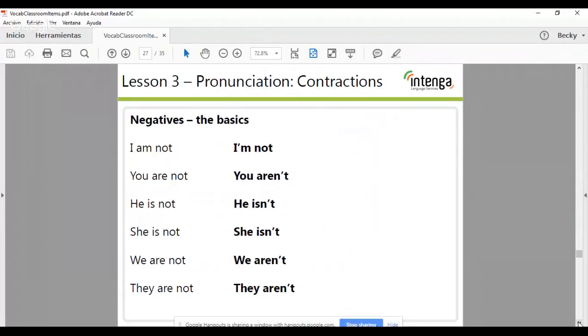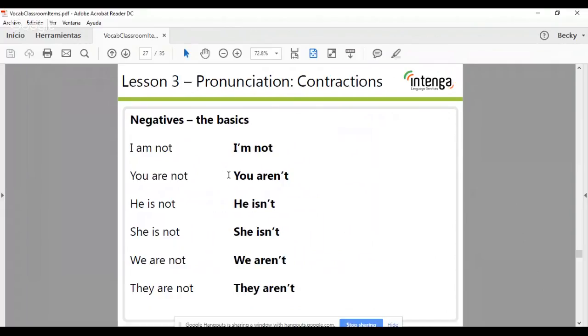Good. Well, why don't we continue here, on to the negatives. Okay. I am not. I'm not. You are not. You're not. I'm sorry, you aren't. I'm saying the other one. So what I wanted to mention here too is that with I'm not, we cannot join the verb to be, conjugated as am, and not. It is I'm not and that's it. The other ones do have different contractions.